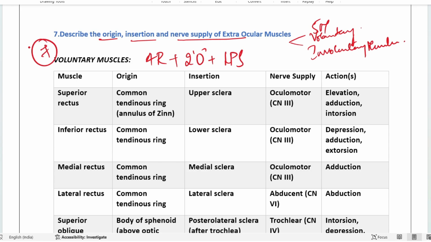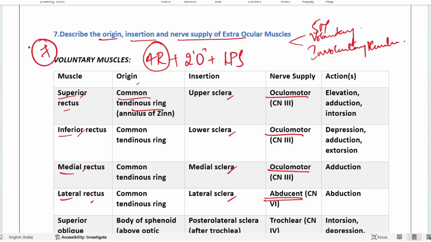So first we'll see all the superior rectus, inferior rectus, medial rectus and lateral rectus. These are the 4 R muscles, 4 recti. So their origin is from the common tendinous ring, all the 4 muscles, and insertion is according to their name. Superior into the upper sclera, inferior into the lower sclera, medial into the medial sclera and lateral into the lateral sclera. Okay, so their nerve supply, all except the lateral rectus are supplied by the oculomotor nerve. Only the lateral is supplied by the abducens nerve.